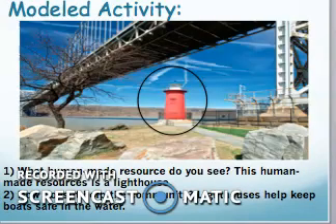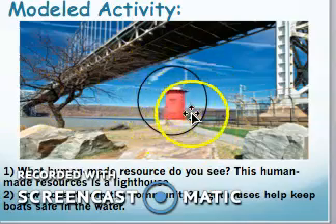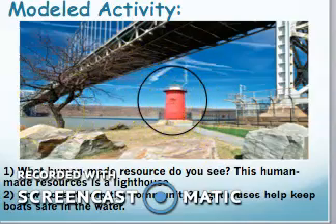So let's look at this activity. We're going to do this one together. Look at the picture that's in the circle. We're going to answer two questions. Number one, what human-made resource do you see? So this human-made resource is a lighthouse. Question number two, how does it help the community?